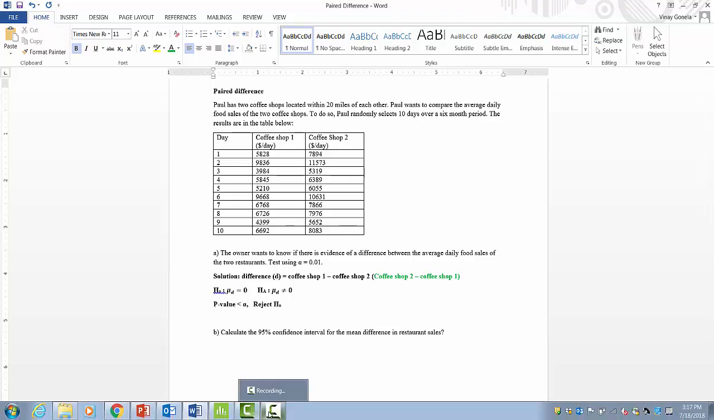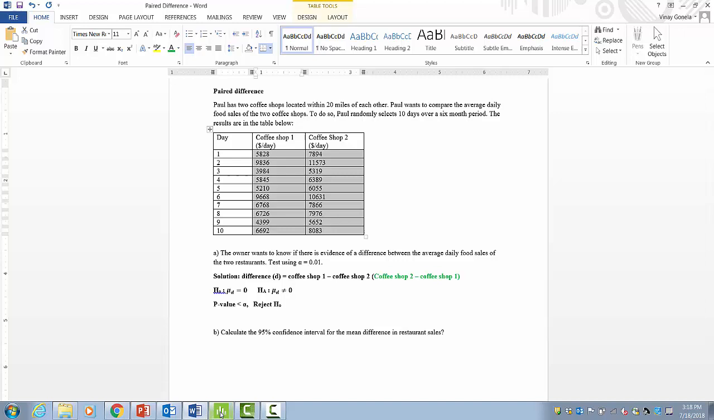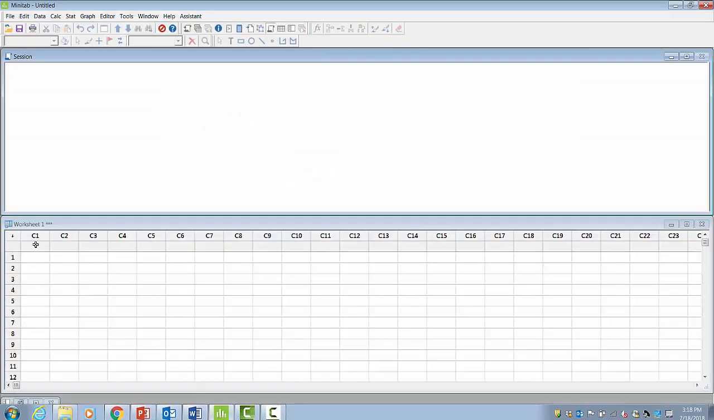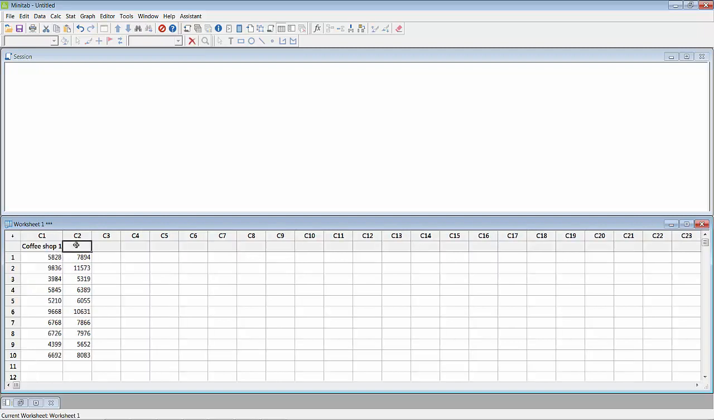So let's go to our Minitab. Firstly, I will copy this data to Minitab. I will take this data set, press Control C, and then copy it to Minitab with Control V. The first column is coffee shop 1, and the second data set is coffee shop 2.